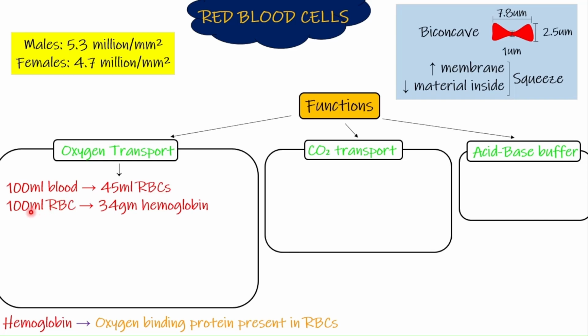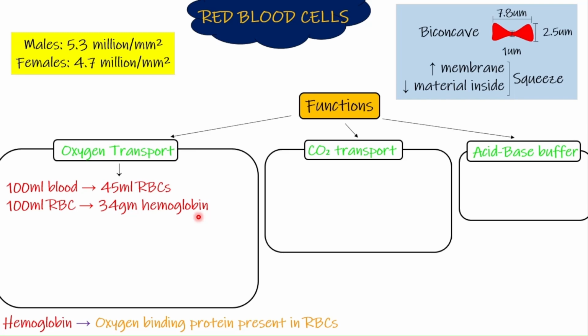And we know that 100 ml of RBCs have 34 grams of hemoglobin. So what is the amount of hemoglobin present in RBCs? 100 ml of RBCs have 34 grams of hemoglobin.